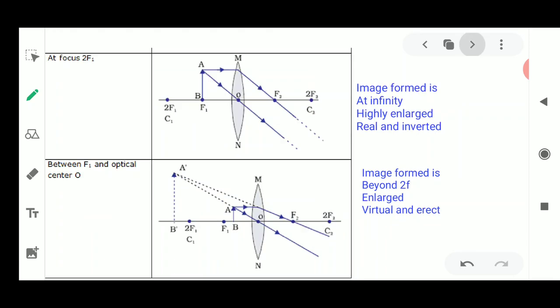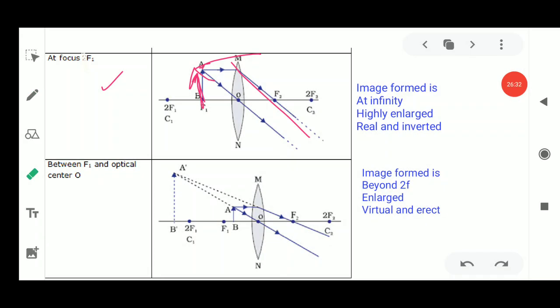Next we go on to the next position of the object, which is placed at the focus f1. When the object is placed at the focus, the ray of light passing parallel to the principal axis always passes through the focus on the other side of this lens. And this is how it is denoted.